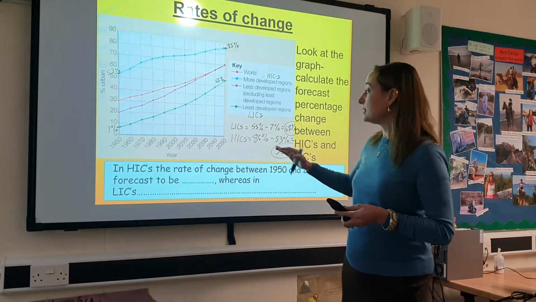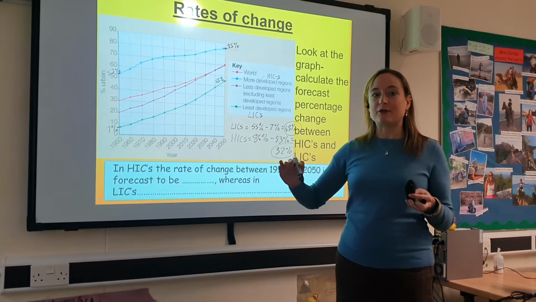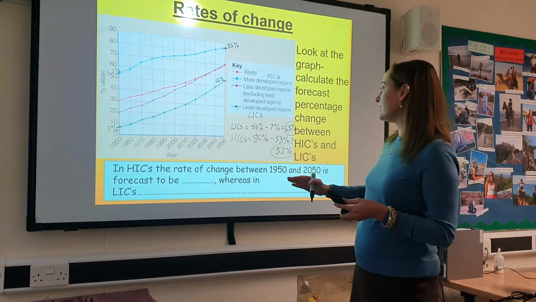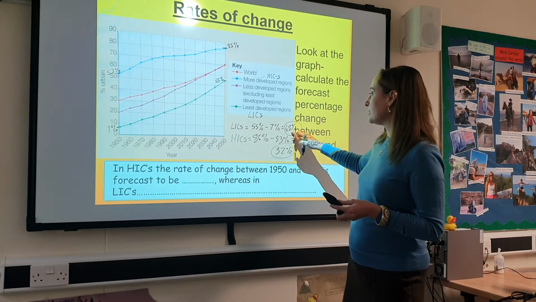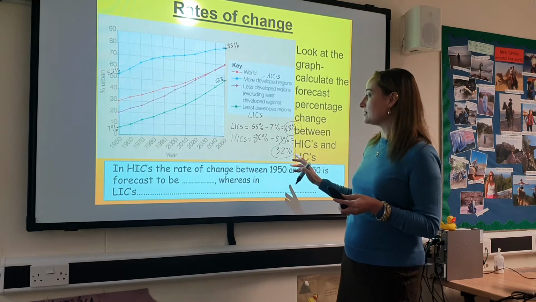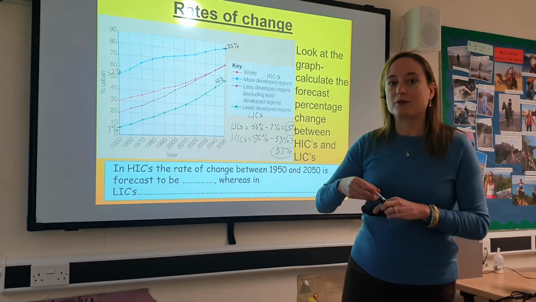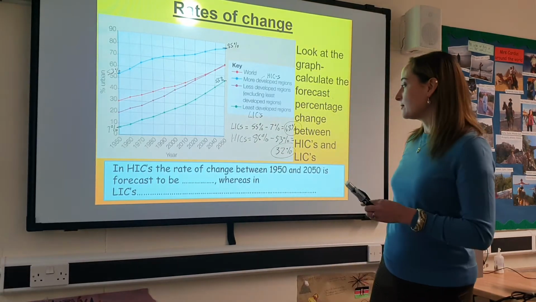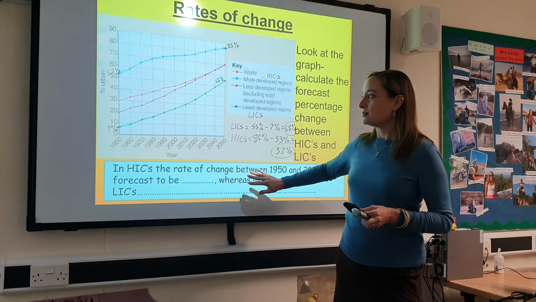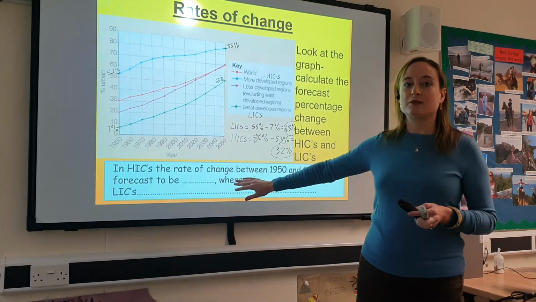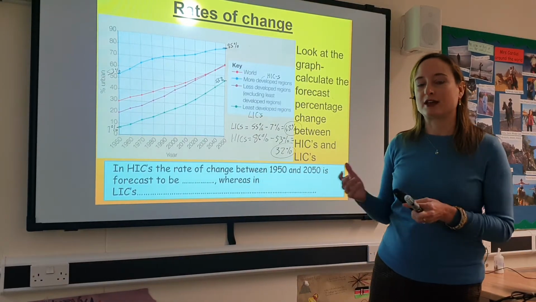So what this graph is showing you is that people are moving from the countryside to the cities in both rich countries and poor countries. However, the rate of change is much greater in the low income countries because it's 48%, whereas in the HICs it's 32%. So what I'd like you to do now, just while I wipe the board and you can pause the video, is write a paragraph in your books to describe the rate of change between HICs and LICs over that 100-year period.